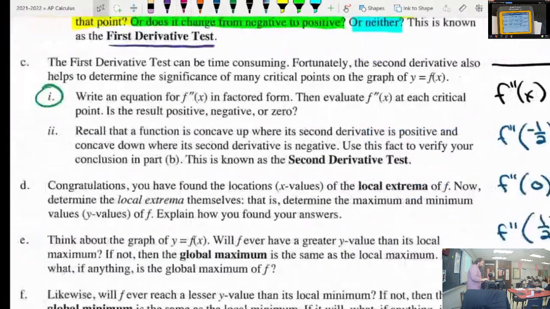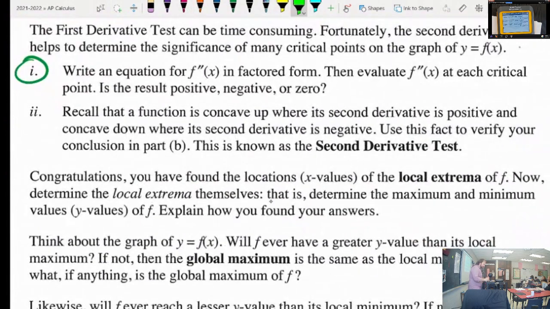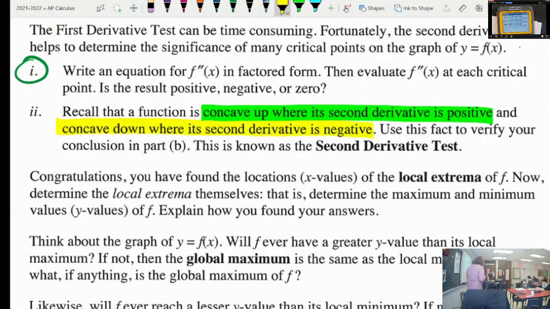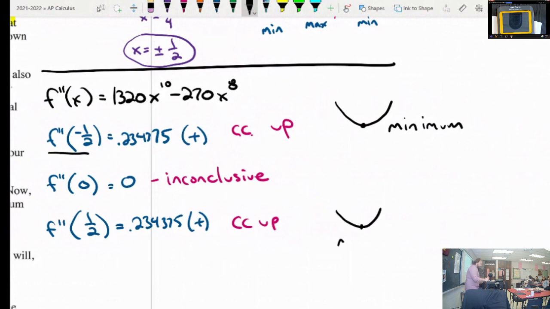Now let's take a minute to look at question C, part 2. Recall that a function is concave up when its second derivative is positive, and it's concave down when the second derivative is negative. And we're asked to use this fact to verify our conclusion in part B. And this is called the second derivative test. Think about this for a moment here. We know that the original function is concave up at this critical point, which means that it looks kind of like this. Sorry, concave up looks like this. And that is a minimum. The same thing is true with f double prime of positive 1/2. It's also concave up, and therefore a minimum.